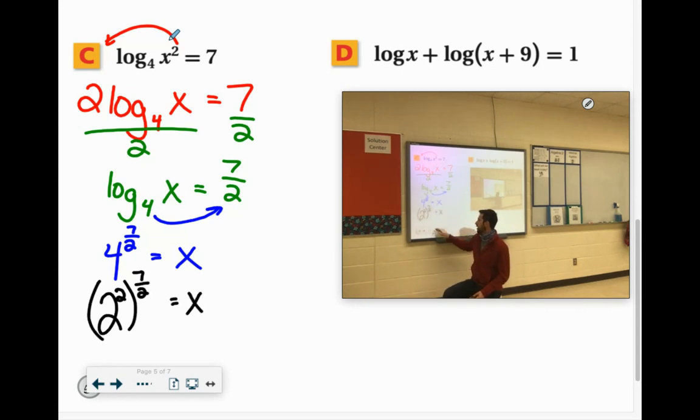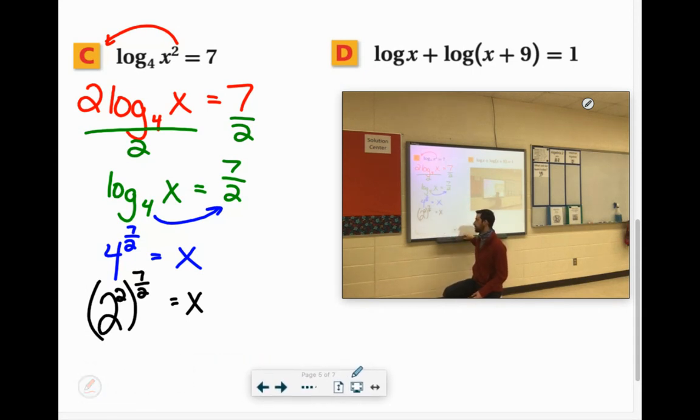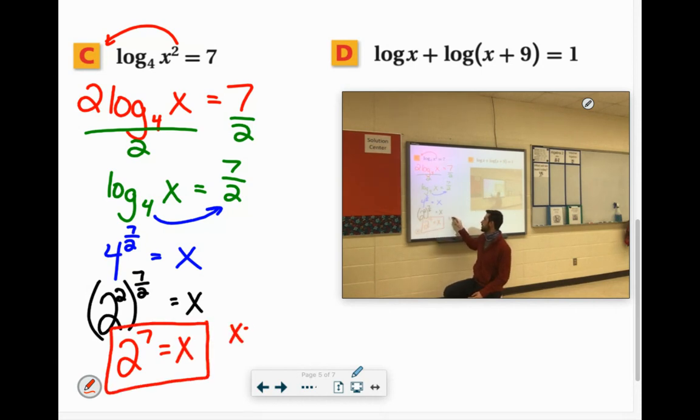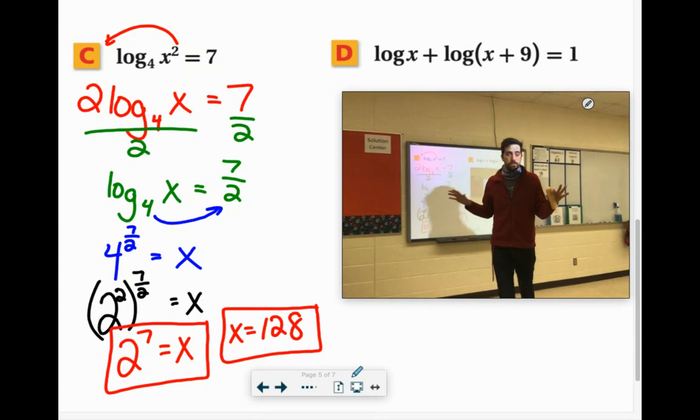Now remember, with exponents, if you raise a power to a power, you're multiplying. So 2 times 7 is 14, divided by 2 is 7. So we have 2 to the 7th equals x. Now, that's our final answer, or you could say x equals 128. That's what 2 to the 7th power is. Either one of those work. That one was really tough.